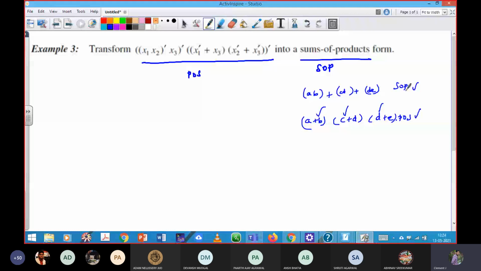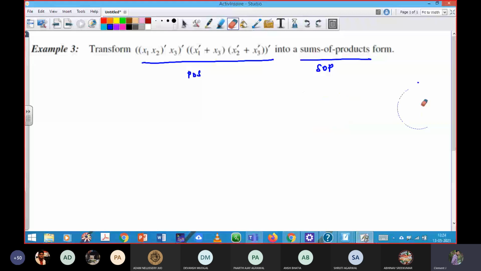Sometimes they can ask you to convert to SOP. Sometimes they can ask you to convert to POS. Have you understood these two methods? Can we get into the problem? Is it clear? Yes, it is clear. Okay, now we can step into the problem. Yes. So first one.